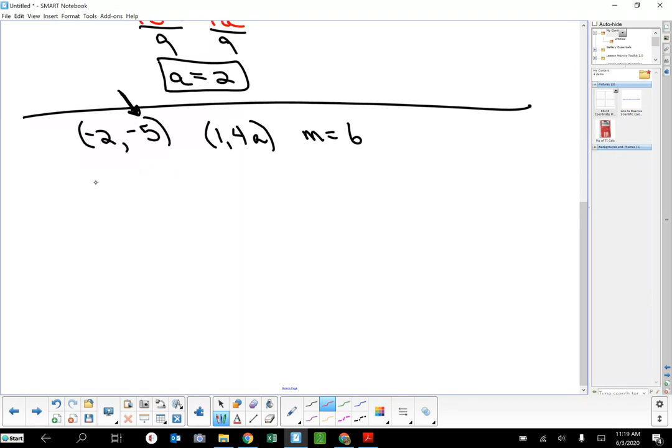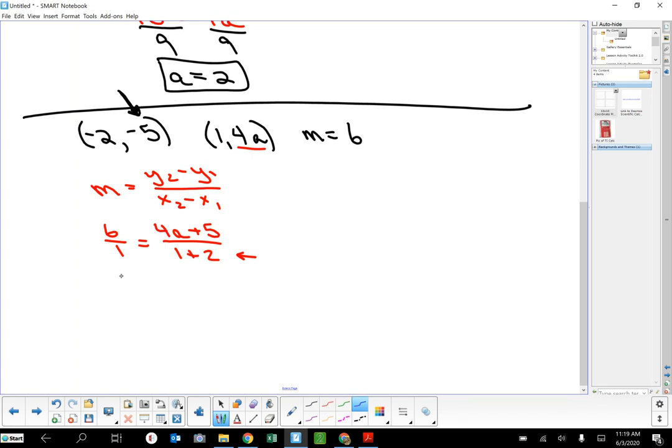We have slope, y2 minus y1 over x2 minus x1. So now I have 6 over 1 equals y2 minus y1. I'm just going to make it a plus 5 right off the bat. And then x2 minus x1. 1 minus a minus 2 is 1 plus 2. All right, so now when I simplify, I can only simplify here. I don't have anything I can do with these like terms up here in the top right side. So I have 6 over 1 equals 4a plus 5 over 3.